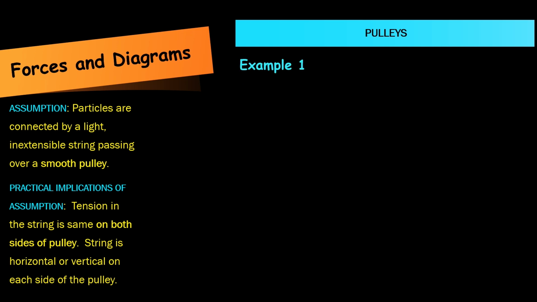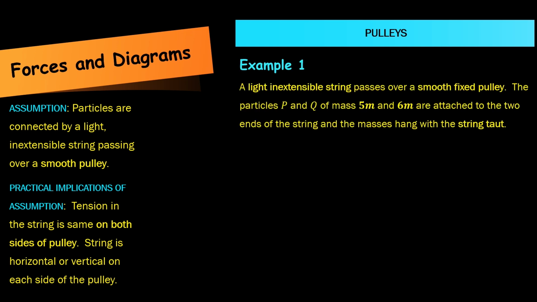So let's now take a look at an example. A light, inextensible string passes over a smooth, fixed pulley. The particles P and Q of mass 5m and 6m are attached to the two ends of the string, and the masses hang with the string taut. So let's take a look at what's going on.